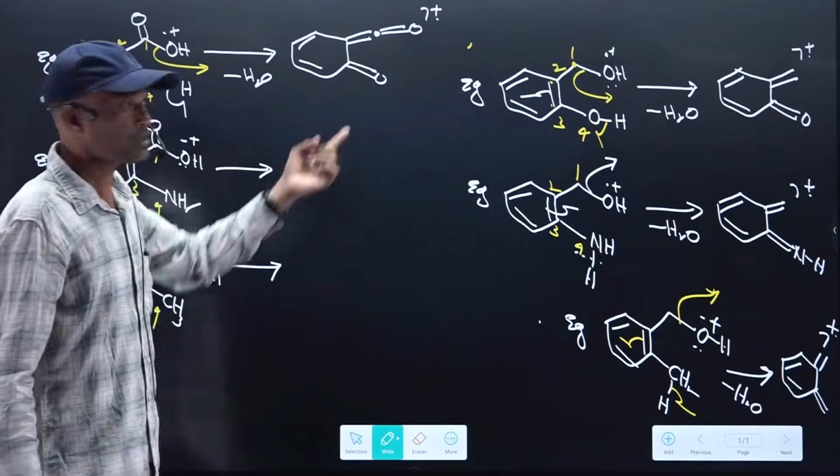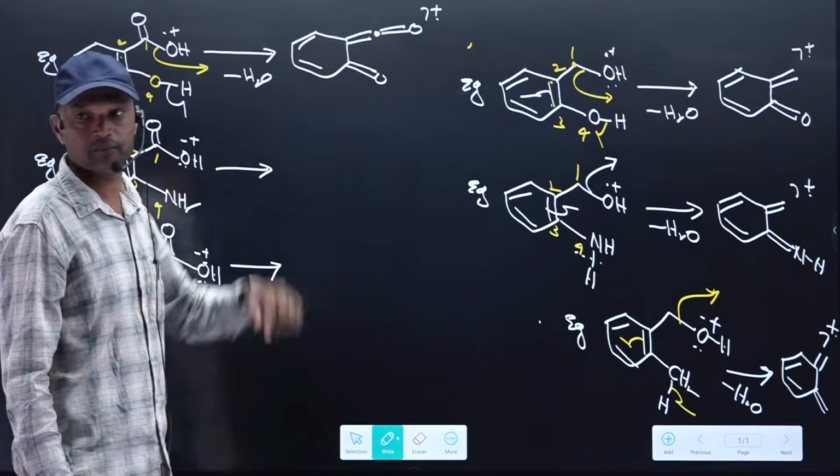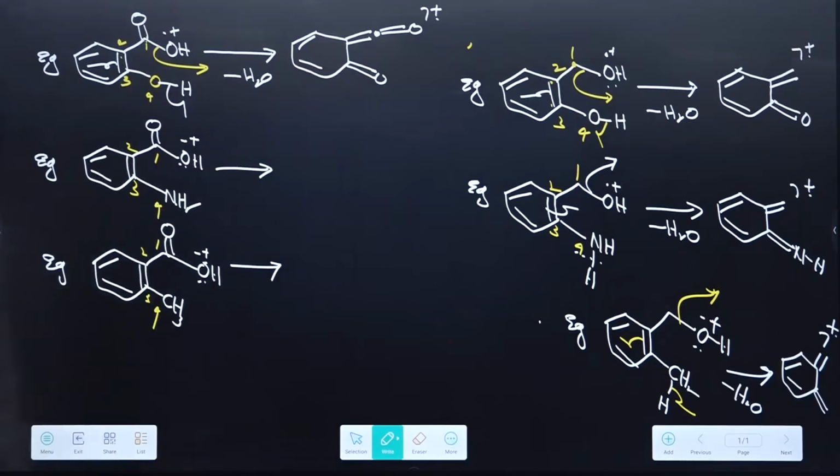Over. What does this dot indicate? Carbon. Will you work out these three? Same, as it is the same.